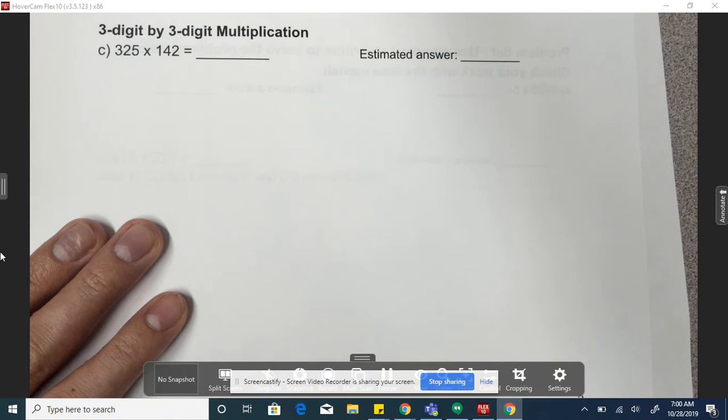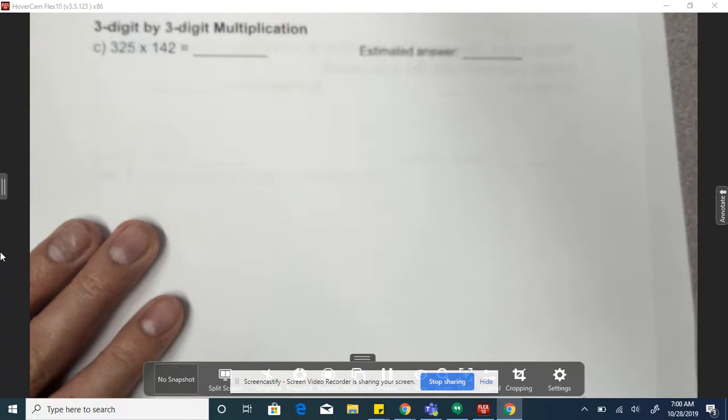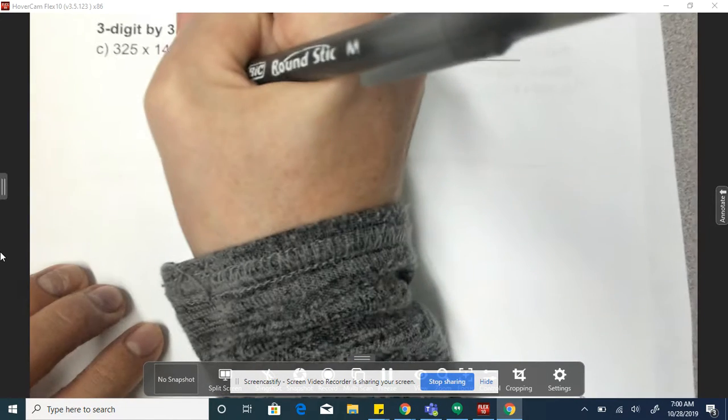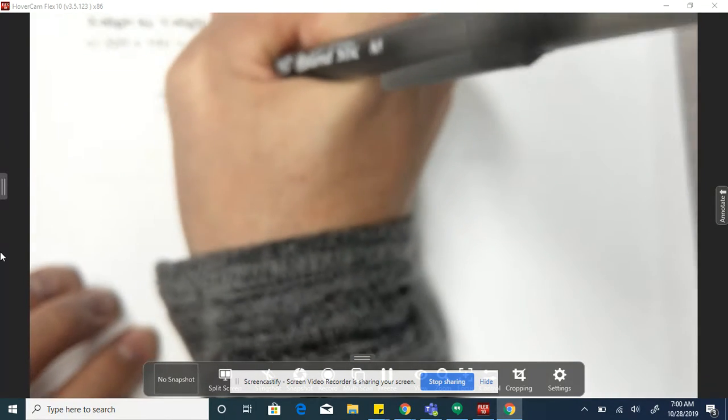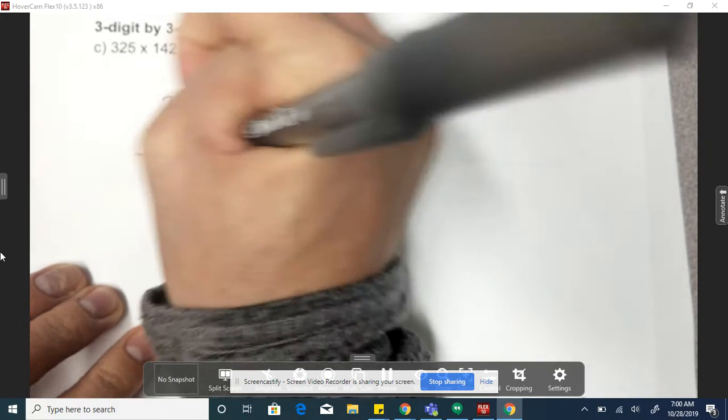Now we're going to multiply a 3-digit by 3-digit whole number. Once again, I'm going to show you the expanded form way and the standard algorithm way. Either way, you're going to start by putting 325 times 142 vertically, which means one on top of the other. Make sure you leave enough room at the bottom because this is going to go pretty far down.